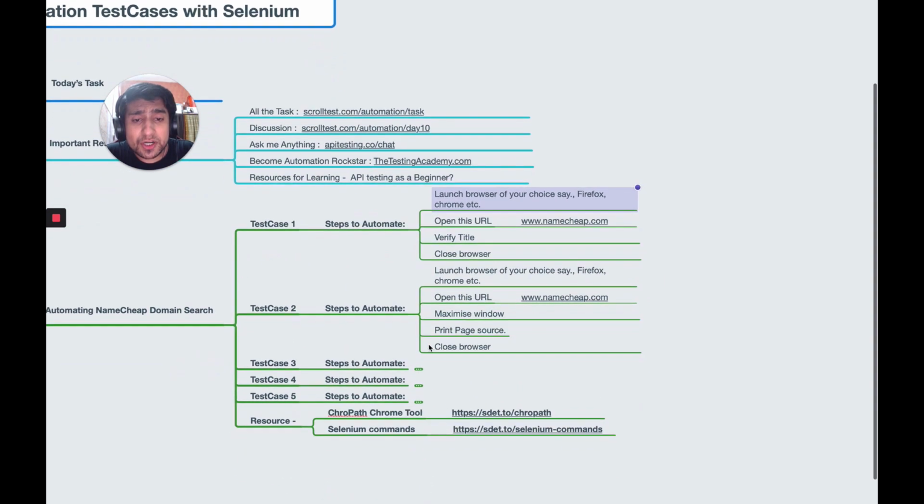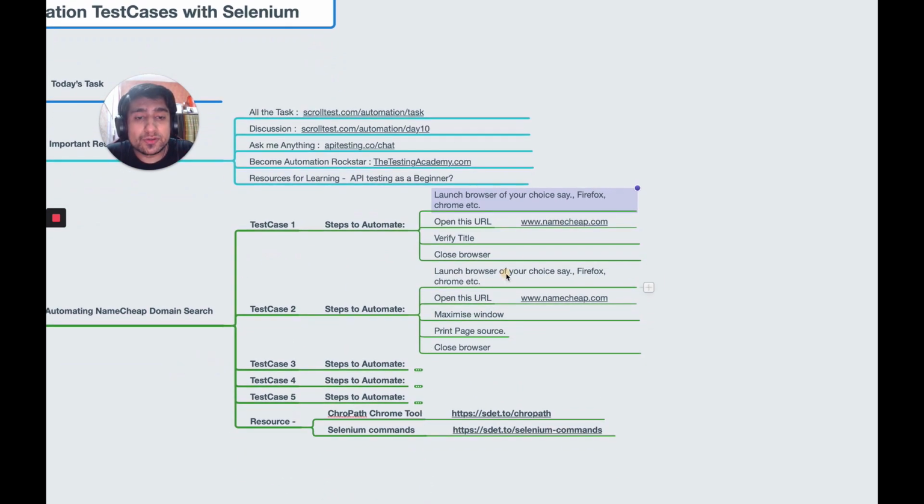In test case number two, you need to open the browser again, maximize the window, and open Namecheap again. You need to print the page source, and just print it out in the system log, or if you're using Python, you can use any of the commands to print it out, right?